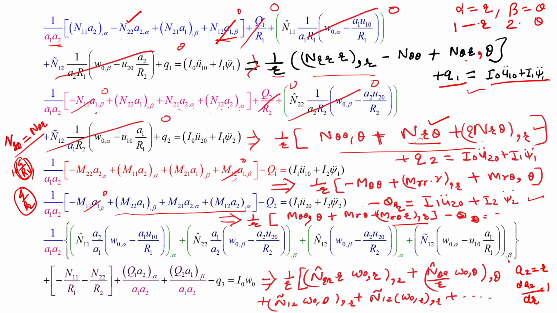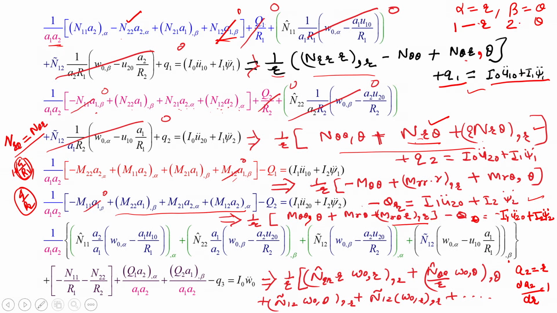If we are writing in a proper sense, then it will be q theta equal to your dynamic contribution like I1 U2 0 double dot plus I2 psi 2 double dot.